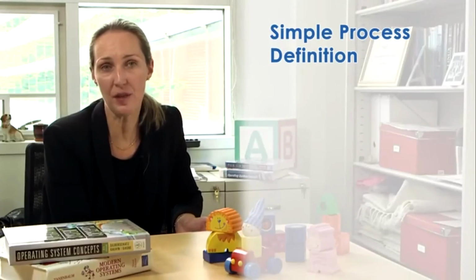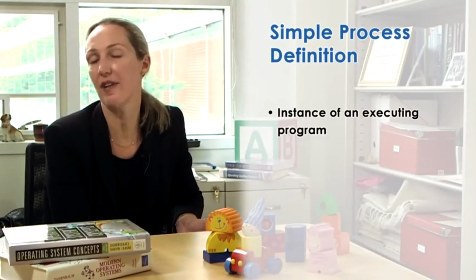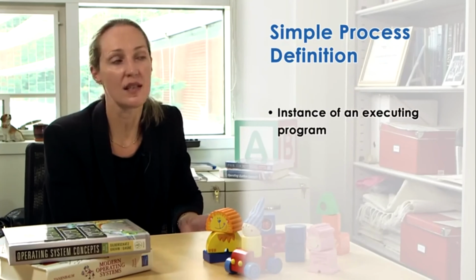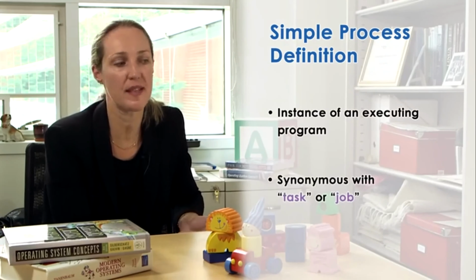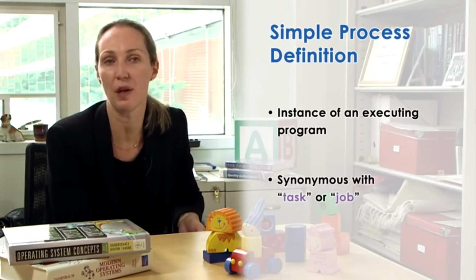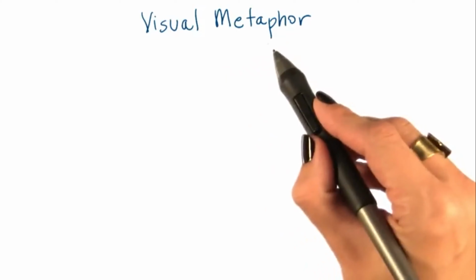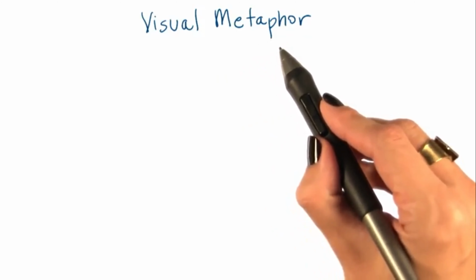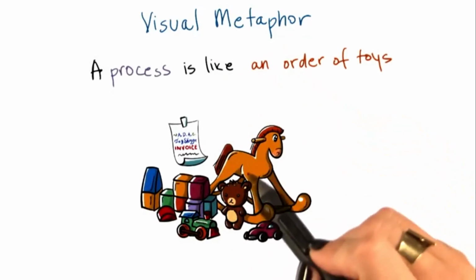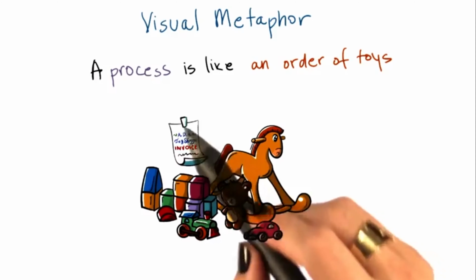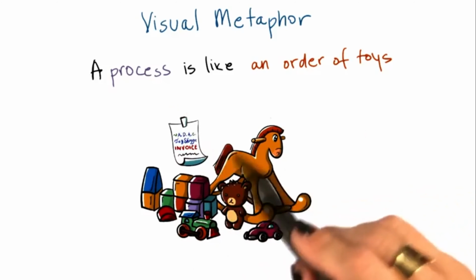Before we begin, let's define what a process is. In the simplest terms, a process is an instance of an executing program. Sometimes it makes sense to use the terms task or job interchangeably with a process. We will again use a visual metaphor to describe what a process is. Continuing with the toy shop as an example, you can think of a process as an order of toys.